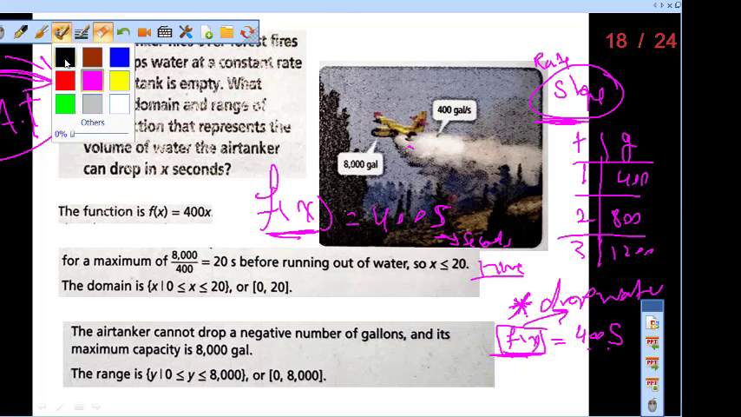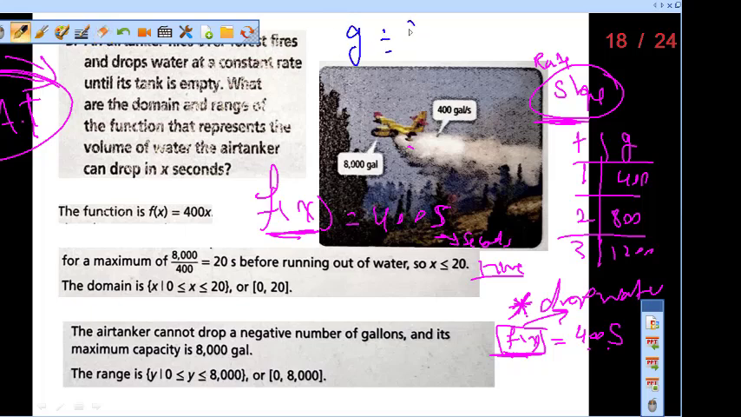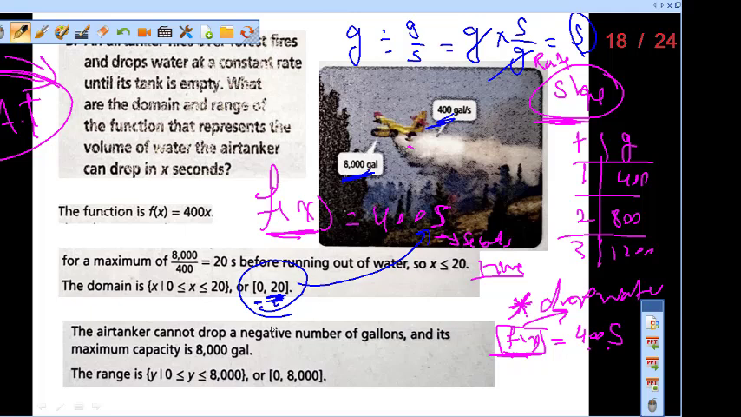Let's see from your physics, beloved physics. Gallon divide gallon per second. We studied in math, keep flip change. Gallon multiply second over gallon. Cancel gallon with gallon. I end up with second. It means if I make it 100 divide 400, I'll get the maximum time, which is 20. My minimum time is 0. It means my domain, which is S, from 0 to 20.